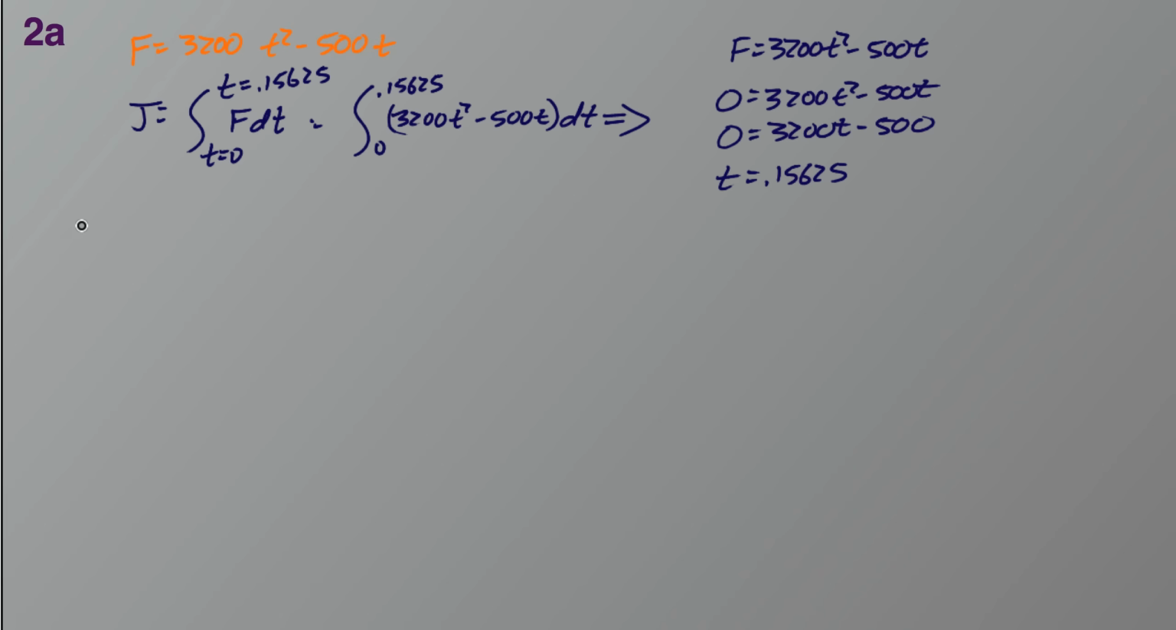All right, that implies that our impulse is going to be 3,200 t cubed over 3 minus 500 t squared over 2, all evaluated from 0 to 0.15625 seconds. Plug those in, and I come up with a value of about negative 2.03 newton seconds, or negative 2.03 kilogram meters per second. Different ways of stating the same value. So there, I think we've found part A, our impulse.